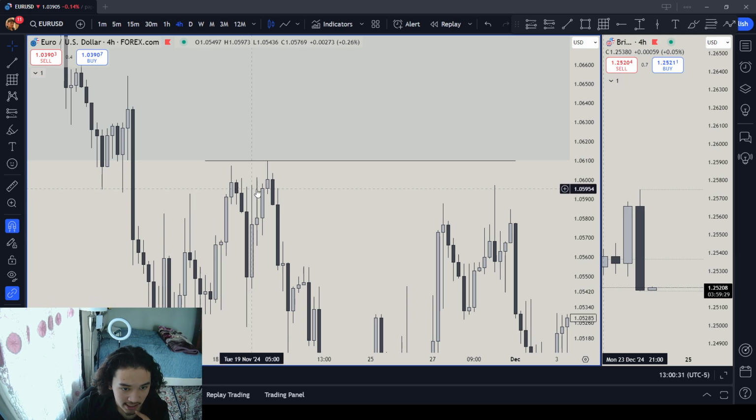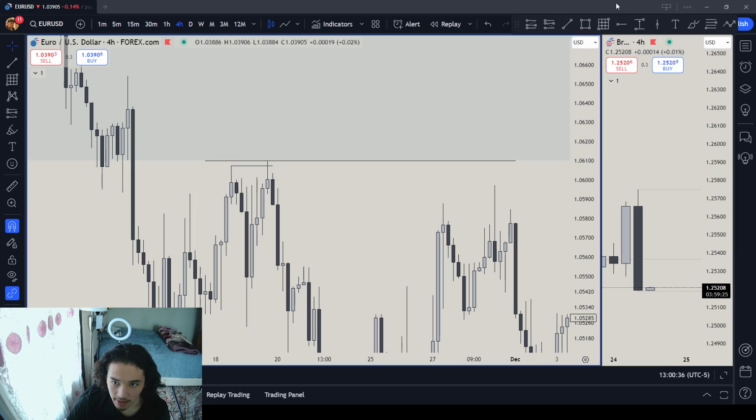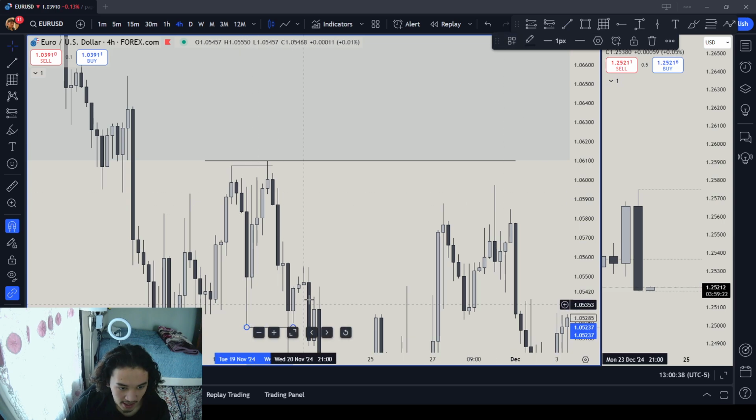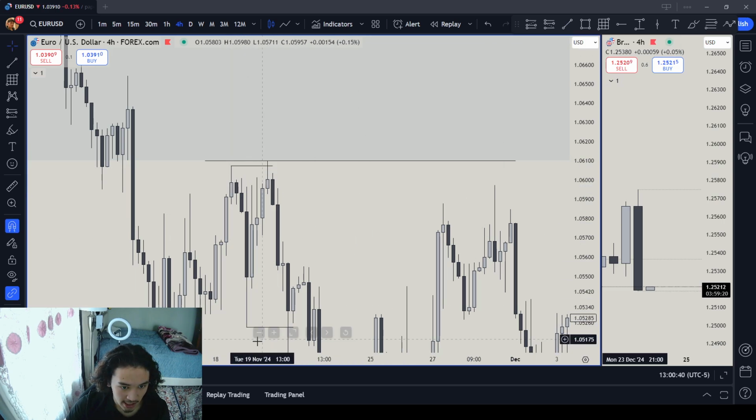You will be looking for a sell around here. This is a range. Range high, range low. The market creates a bullish candle and creates a bearish candle, creates a swing candle. It can even be a swing candle, right?